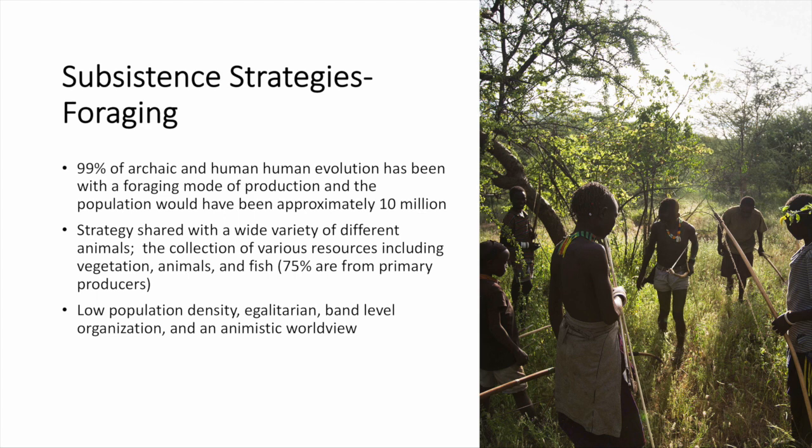Very low population densities. We see that foragers tend to be egalitarian. They don't have a lot of differences in status and power across different people within the community. They tend to exist in a band-level organization, which is a loose affiliation of individuals. And they tend to have an animistic worldview. That is, the natural world is also a spiritual world, animated by many different forces, powers, spirits, and so on.